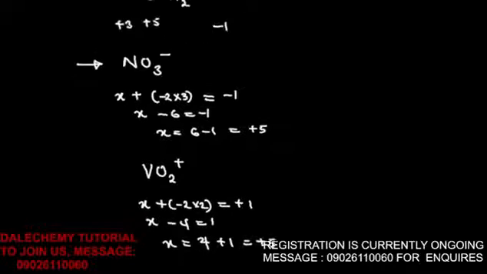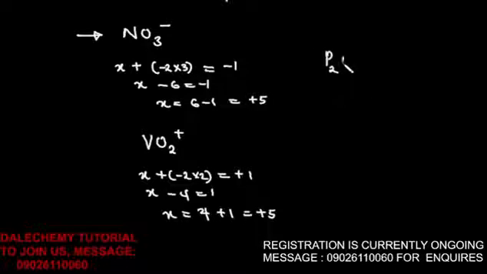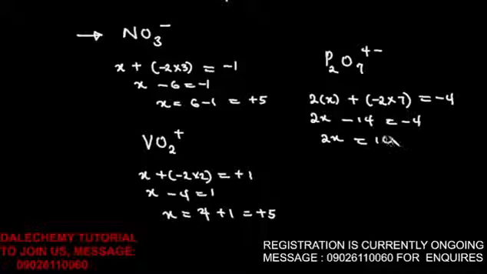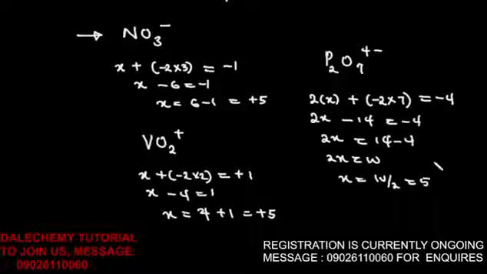Also, you might be asked to find the oxidation state of phosphorus in P2O7 4-. So now we have 2 phosphorus atoms. That means 2 times the oxidation state of phosphorus plus the oxidation state of oxygen, which is -2 times 7 because we have 7 of those, will be equal to -4. When you add the oxidation states of all the elements, it will be equal to the charge of that ion. So that will be 2x minus 14 equals -4. So 2x equals 14 minus 4, that is 2x equals 10. So x equals 10 divided by 2, and that is 5. You may see questions like this in the exam, so you should watch out.